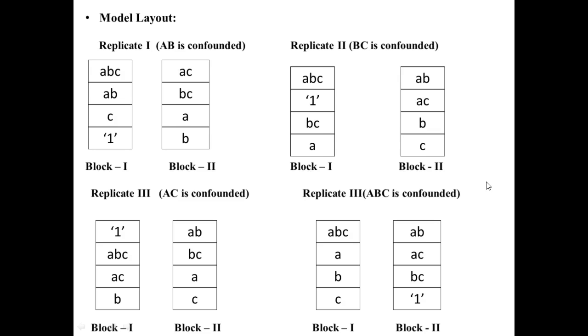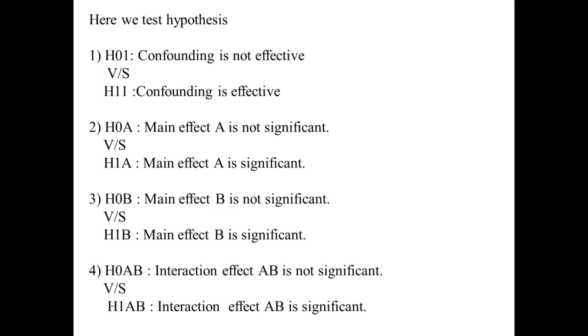factorial experiment. Now we will discuss its statistical analysis, means how we get ANOVA table in partial confounding when we confound all interaction effects. So here first we will write the hypotheses. So our first hypothesis is H01, confounding is not effective versus confounding is effective.